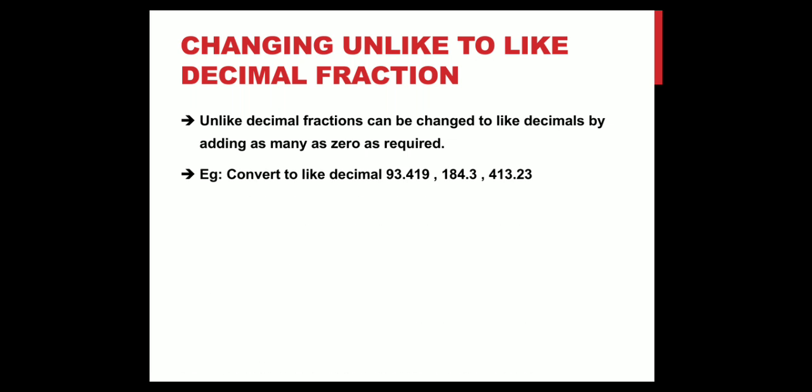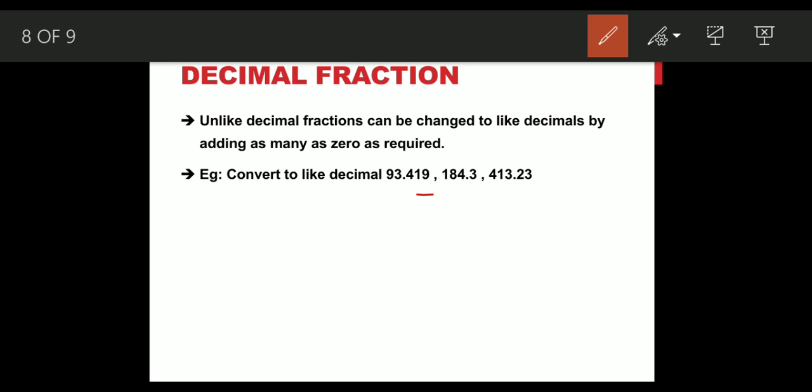See, for example, I have given 93.419, 184.3 and 413.23. It is clearly visible that all three are unlike decimal fractions. Why? Because after the decimal point the decimal places differ. Here I have 3 decimal places, here I have 1 decimal place, and here I have 2 decimal places, right?